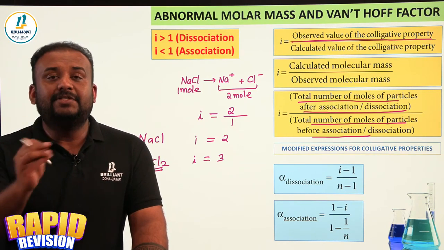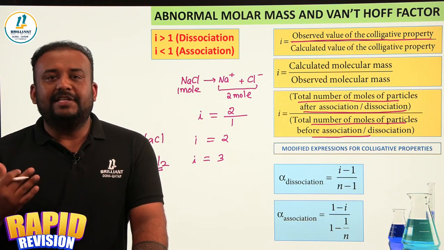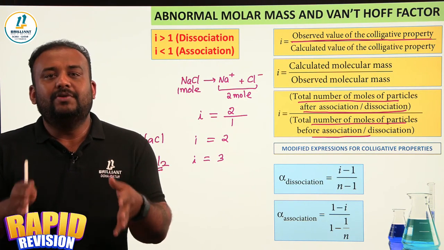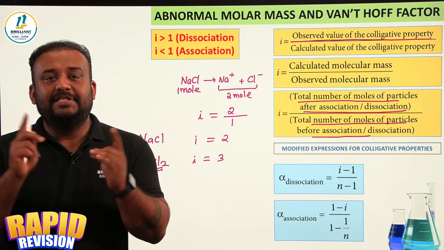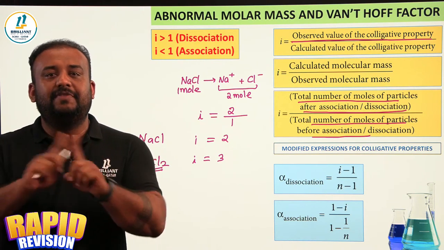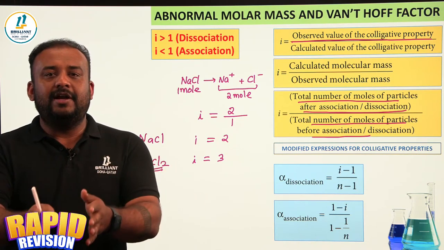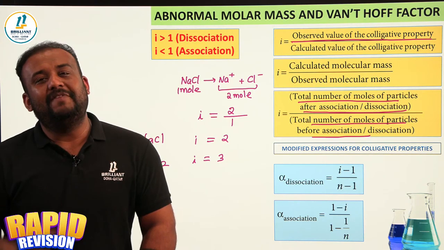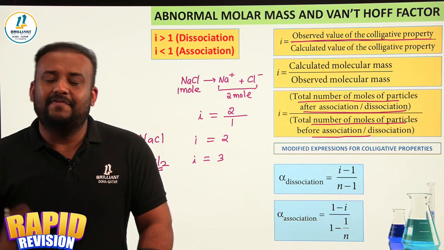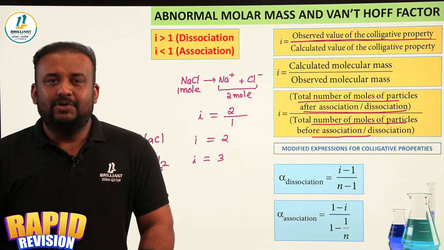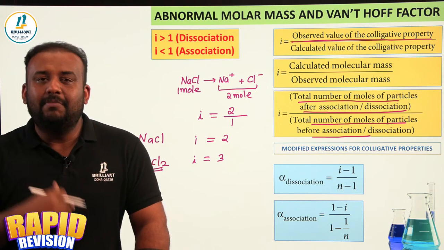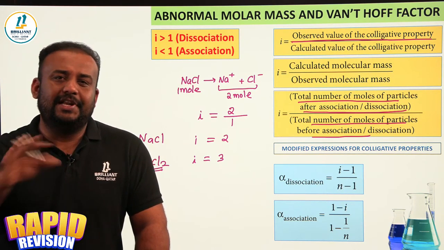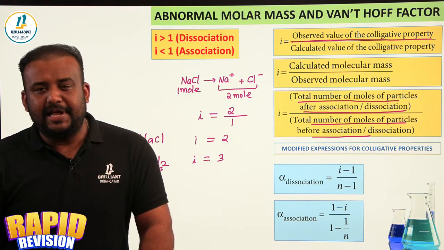For example, benzoic acid. Let's say you take 100 molecules of benzoic acid and put it in water. What will happen is it will dimerize. That means 2 benzoic acid molecules will become 1. So if you put 100, effectively in the solution, how much do you have? You have only 50. So what will be the Van't Hoff factor? It will be just half, 1/2. So for a dimer, it will be 1/2. Or you can see how many molecules it is associating. That's all. Did you understand that?